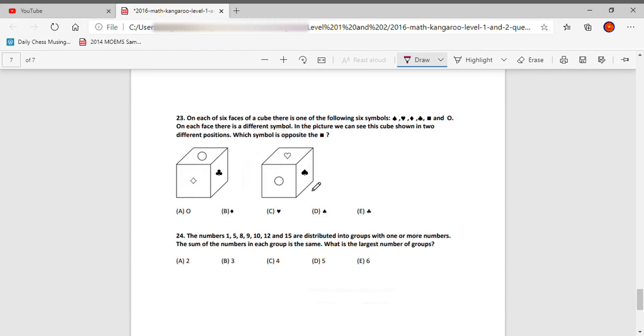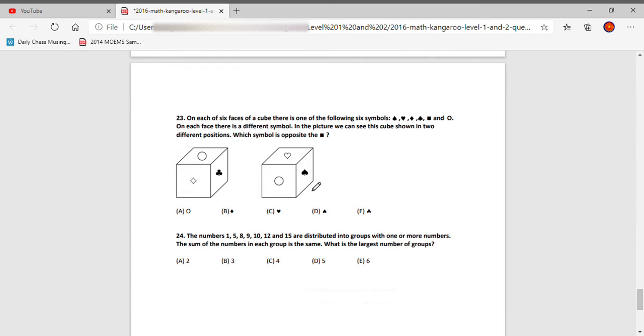23. On each of the 6 faces of a cube, there is one of the following symbols. So these are the symbols: spades, heart, diamond, clover, square, and this O. On each of the faces, there is a different symbol. In the picture, we can see this cube shown in 2 different positions. Which symbol is opposite the square? So right now the circle is here. Over here it's up. So that means we're tilting it downwards. So now this would be at the bottom, meaning that the diamond is opposite to the heart.